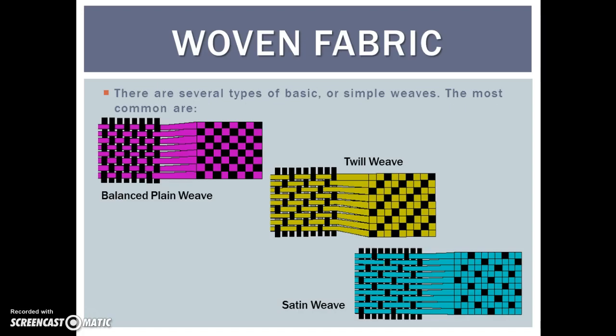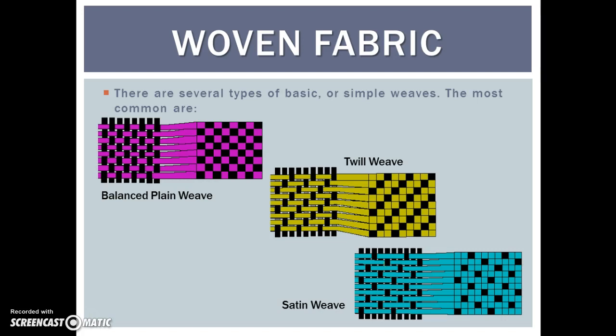There are several types of basic or simple weaves. The most common are plain weaves, a balanced plain weave or unbalanced plain weave, twill weaves, and satin weaves. Next, I will give you a list of some of the different fabrics that fit into these different categories. But you will have an activity this week. It's at the lower part of my course connection page, and it is a weaving activity.